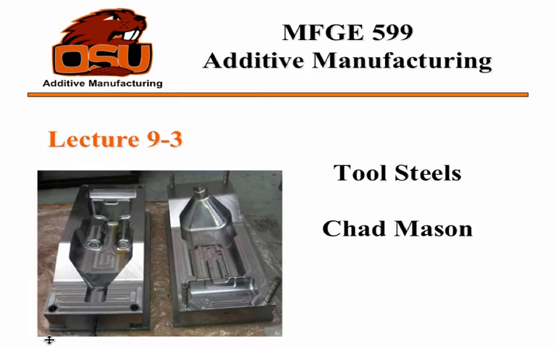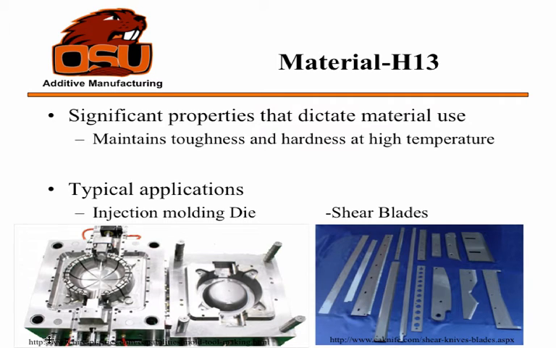Today I'll be presenting on tool steels with an emphasis on H13. So just like I said, the material is H13. Its significant properties that dictate material use are that it maintains toughness and hardness at high temperatures, which is why the typical applications are in injection molding dies and shear blades.